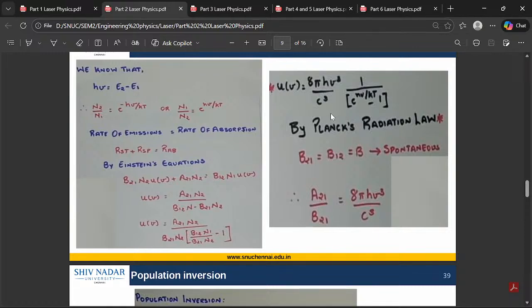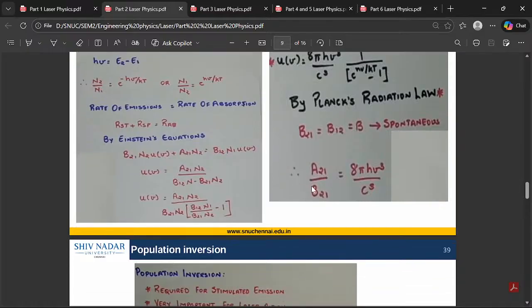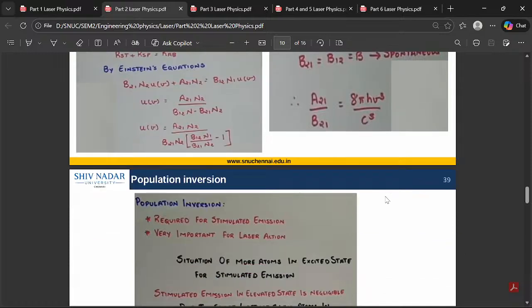Here, B21 and B12 can be considered as a single B. If we substitute that and take an analogy of this, we can arrive at A21 divided by B21, the ratio between the emission and absorption coefficients, which is basically 8πhν³ divided by c³.